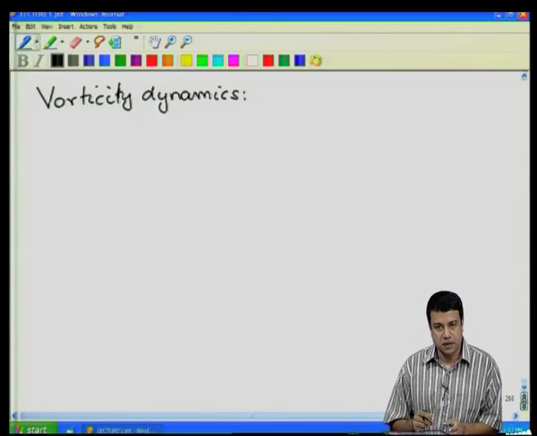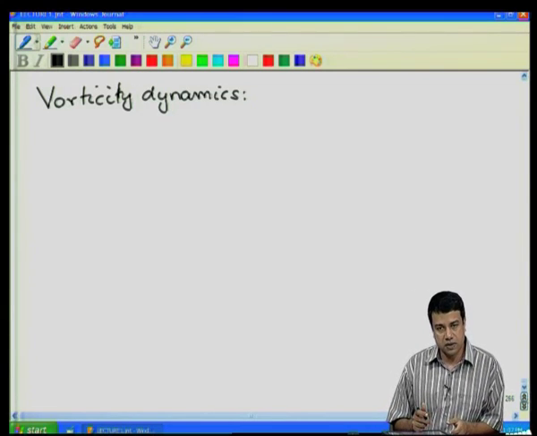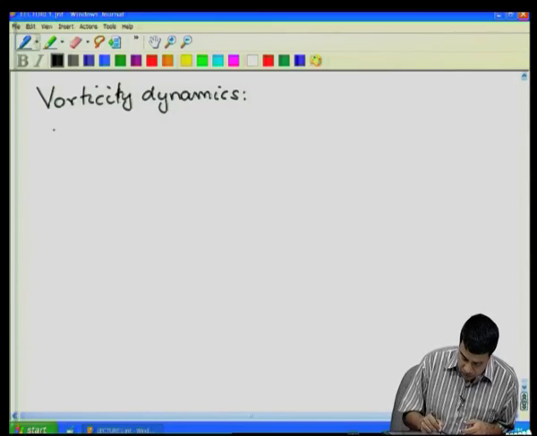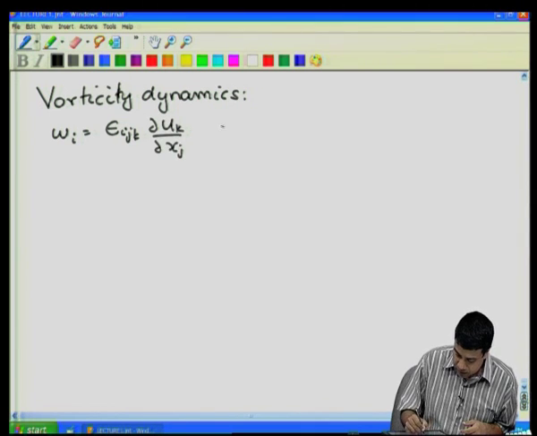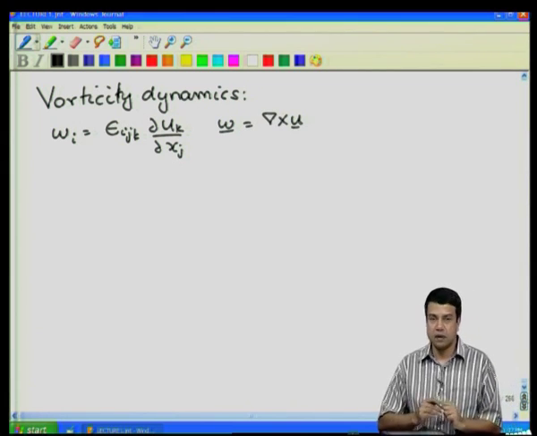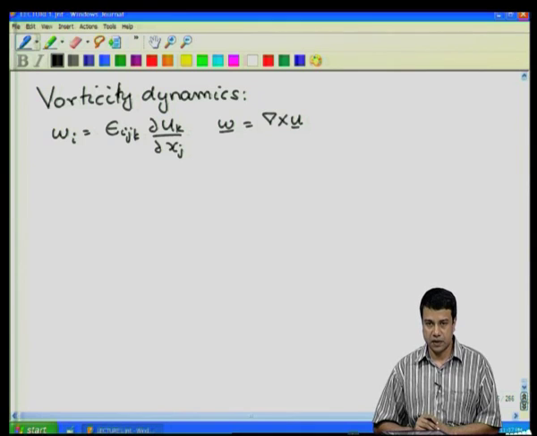So, first things first, we can write an equation for the vorticity. Omega i is equal to epsilon ijk partial u_k by partial x_j. Alternatively, omega is equal to del cross u. The definition of vorticity. Okay.